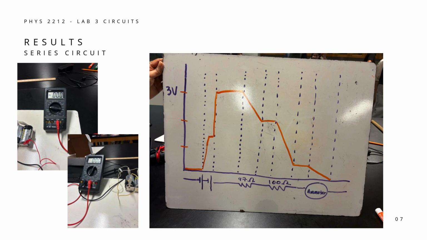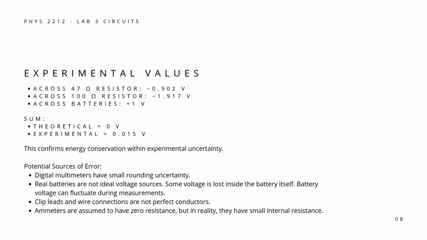But when we did the experimental results of testing the different resistance components, the different changes in voltage around the circuit, we were able to conclude that the closed loop was approximately 0. Our actual experimental value was 0.015 volts, which does confirm energy conservation within some experimental uncertainty, which we can attribute to digital multimeters having small rounding uncertainty, real batteries not being ideal voltage sources, the LEDs and wire connections not being perfect conductors, and our ammeters, which we assumed to have 0 resistance, but in reality they do have some small internal resistance.